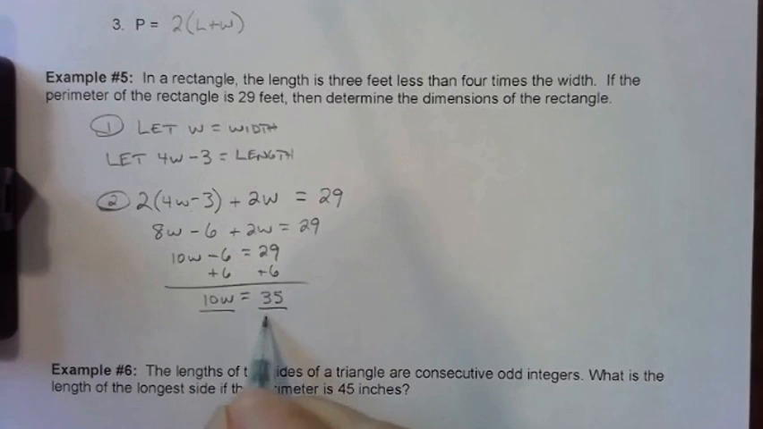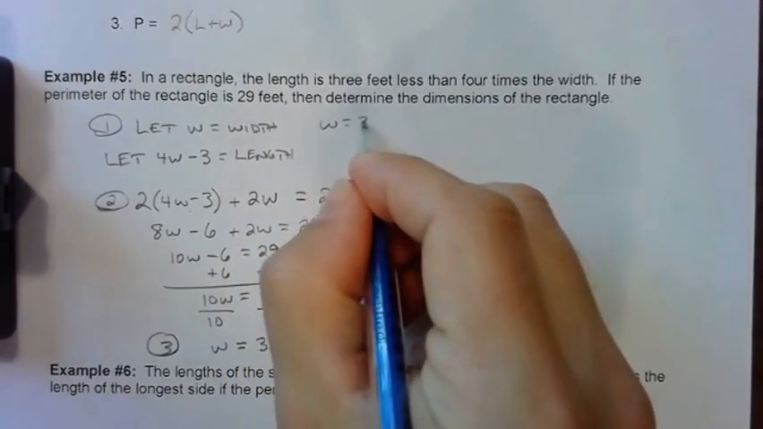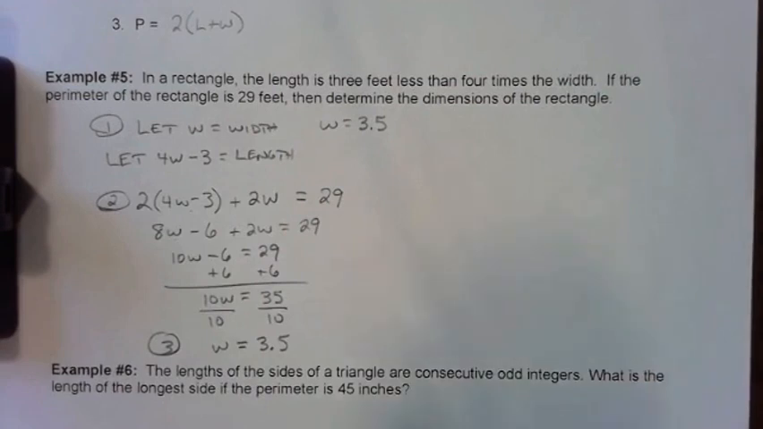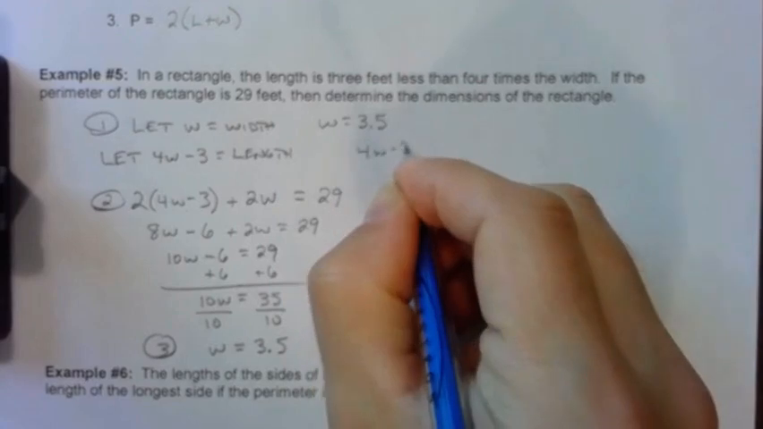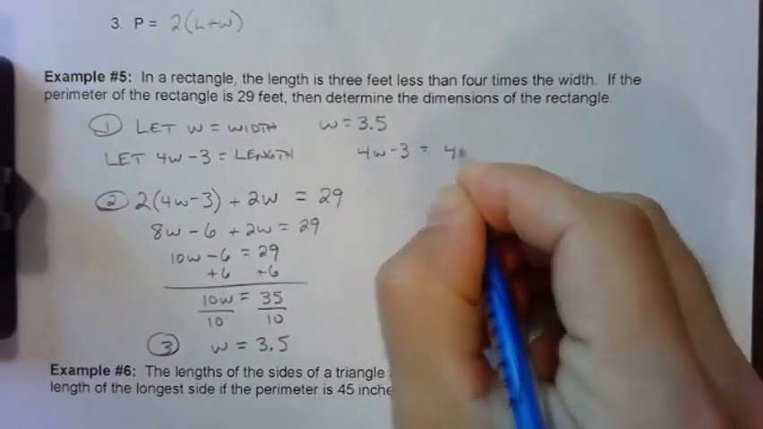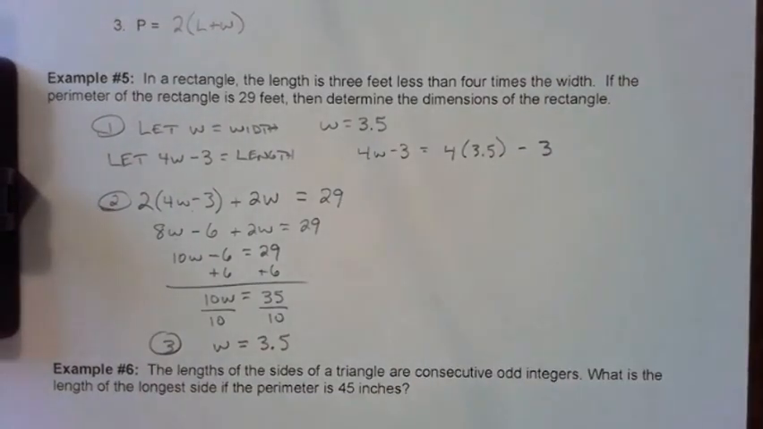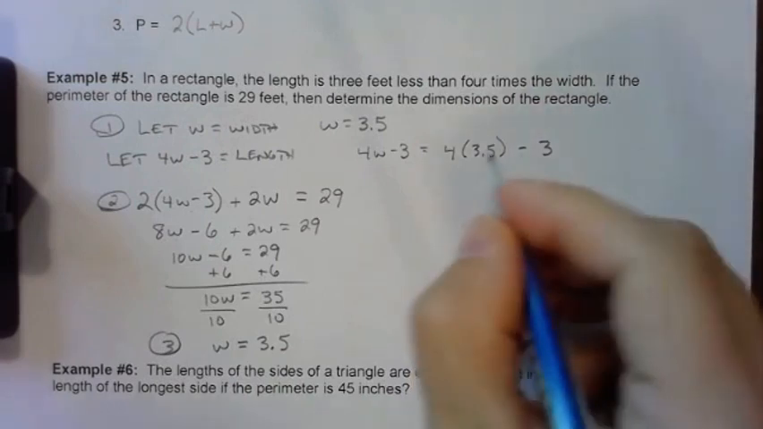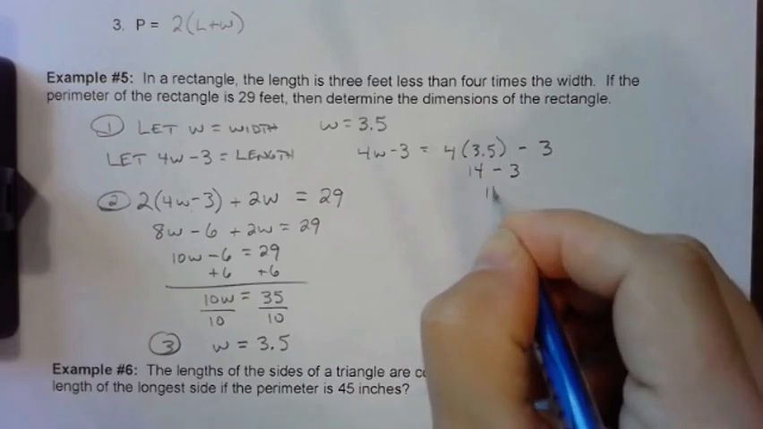And then if we divide each side by 10, that's going to tell us the width W. W equals 3 5/10. Okay, so we just figured out the value of the width W. The width W is 3.5. Let's see if we can figure out what the length is going to be. The length is 4W minus 3, which is going to become 4 times 3.5 minus 3. Well, if you do 4 times 3.5, you're going to get 14. And then 14 minus 3 is 11.